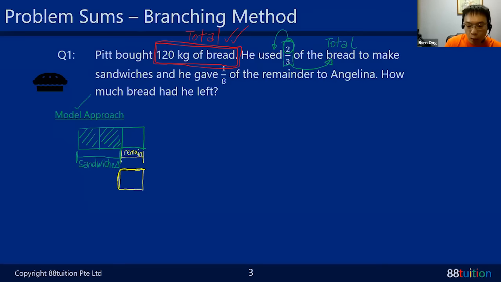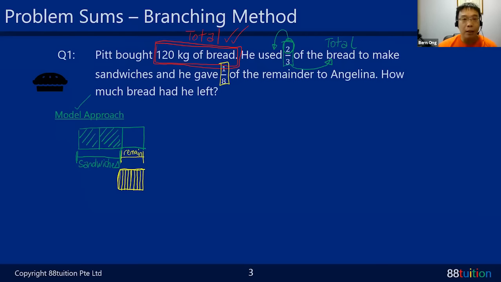Okay. So this is the remainder portion. The question says 1/8. What's the meaning of 1/8? You have to cut the remaining portion into 8 parts. So let's go. Cut, cut, cut. Not enough. Cut some more. Wow, so small. Can you see? Enough, yes.